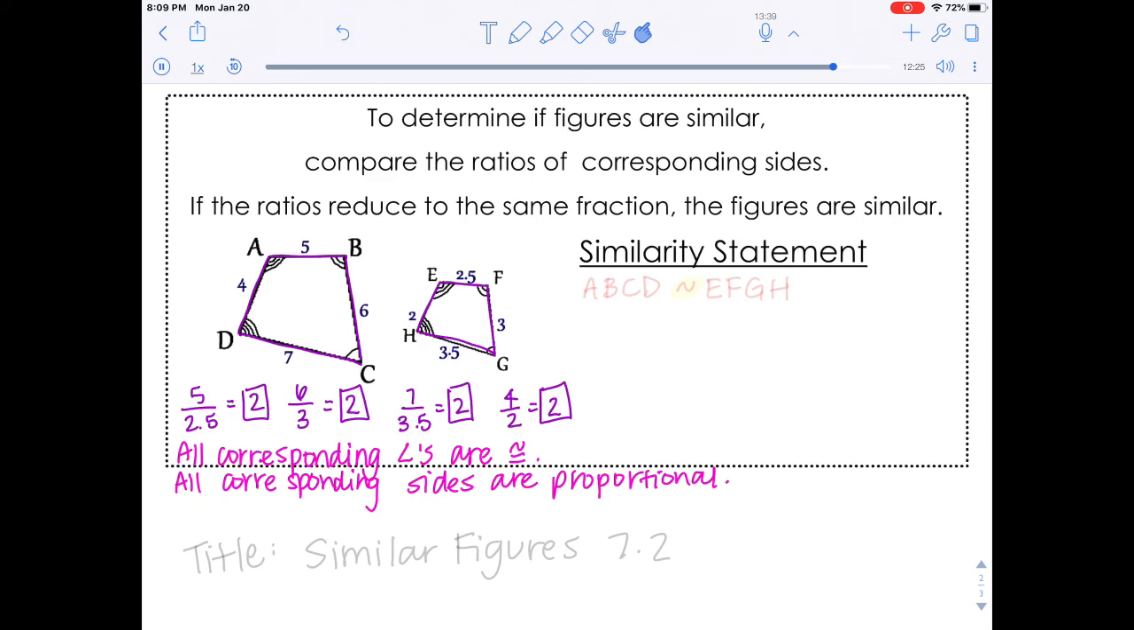EFGH because A corresponds with E, B corresponds with F, C corresponds with G, and D corresponds with H. And we know that because of the markings on the figure. And so that's how we write a similarity statement. Exact same as a congruence statement, except instead of the congruent symbol, we use the similarity symbol.